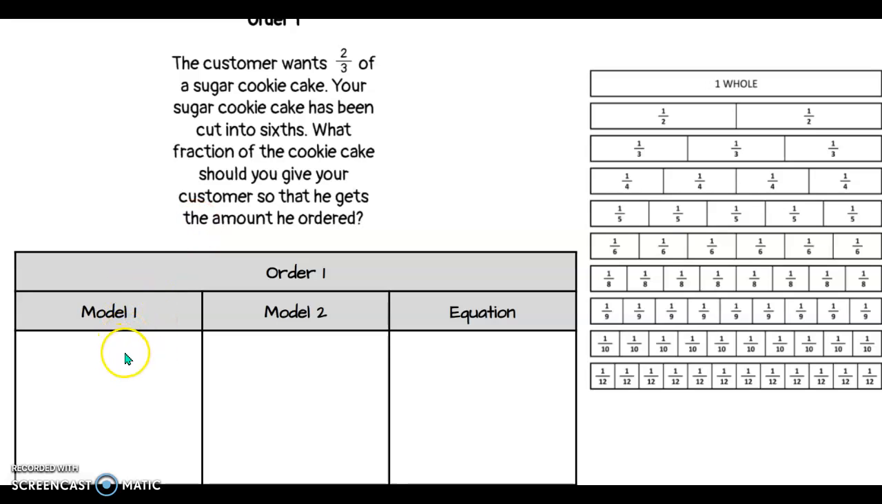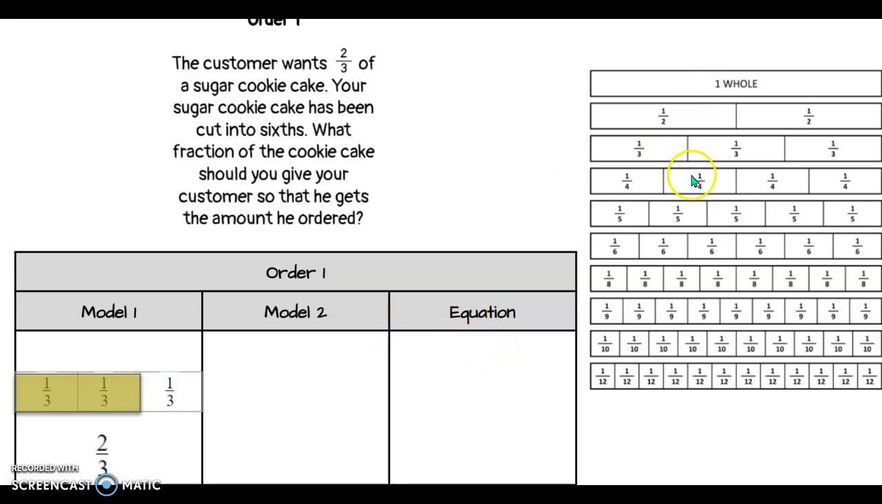So I'm going to come to model 1, and I'm going to draw my picture. I'm going from one end to the other end of model 1, and I'm going to separate it into 3 equal parts. And then I'm going to label it. So I have 1/3, 1/3, 1/3. Make sure you're doing this on your paper also. But I don't have 1/3. The customer wants 2/3. So I know I need 2/3. Okay, so I'm going to label my picture, and I'm going to color in 2/3.